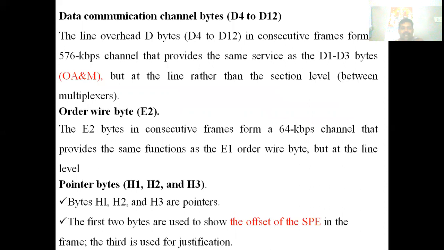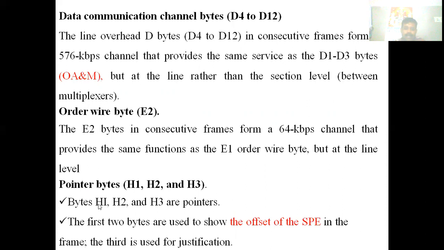Next one, data communication bytes D4 to D12. It is also used for operation, administration and maintenance. Next one, order wire byte E2. It is used for the communication between the devices. Okay. Last one, pointer bytes H1, H2 and H3.